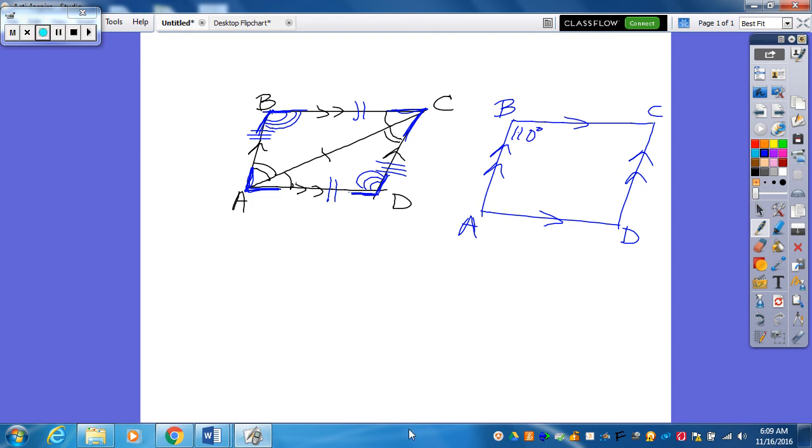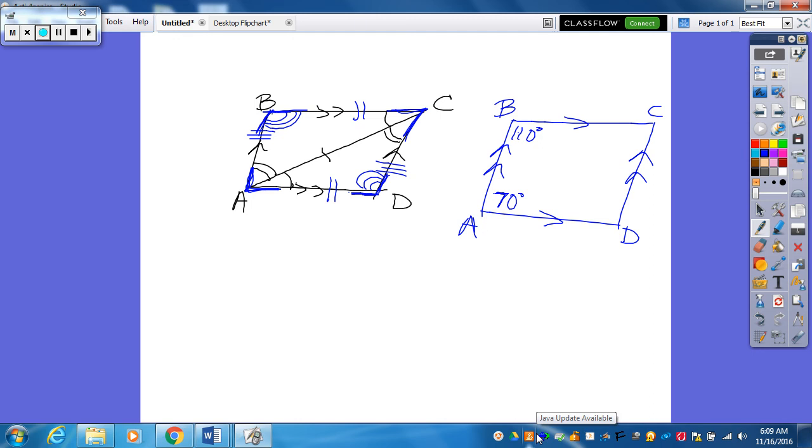Well, I hope your thoughts are going to the fact that those two have to be supplementary. Those two angles are same side interior angles. With the lines BC and AD being parallel, that makes them same side interior, and they have to be supplementary. So I'm going to go ahead and make that 70 degrees.